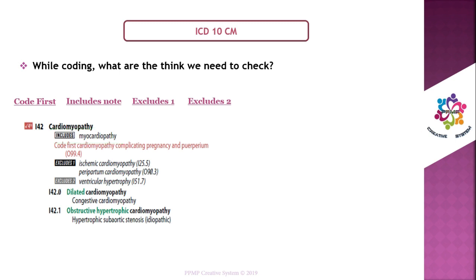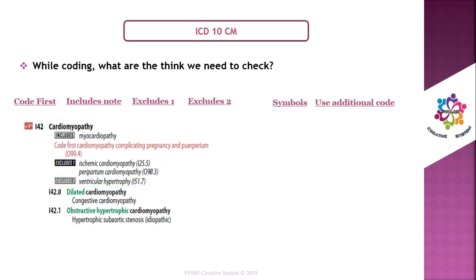Excludes 1 denotes not coded here. An excludes 1 note indicates mutually exclusive codes, two conditions that cannot be reported together. Excludes 2 denotes not included here, which indicates that the condition is not part of the main condition. So we can report both conditions at the same time. So if the document supports, we can code ventricular hypertrophy as well as the cardiomyopathy.